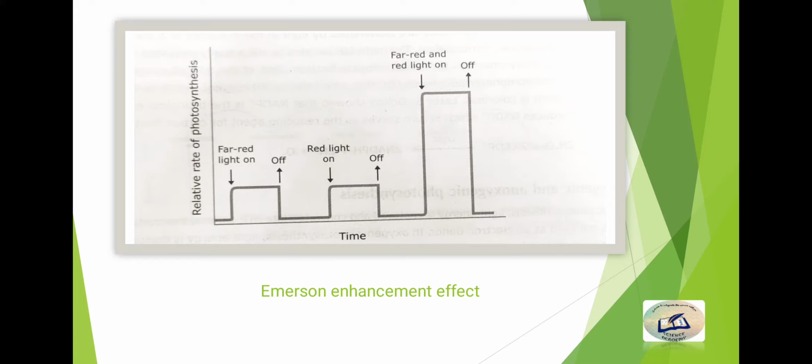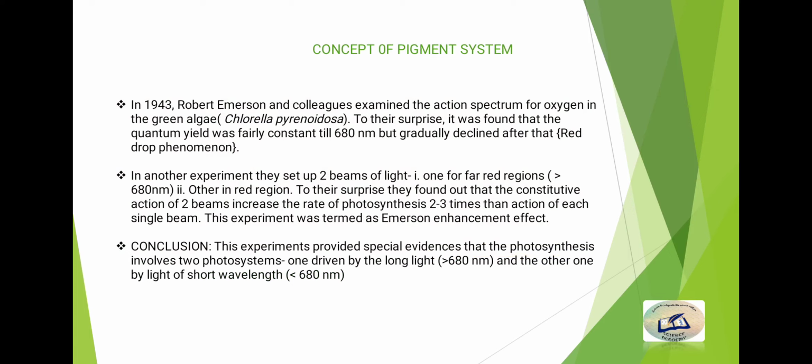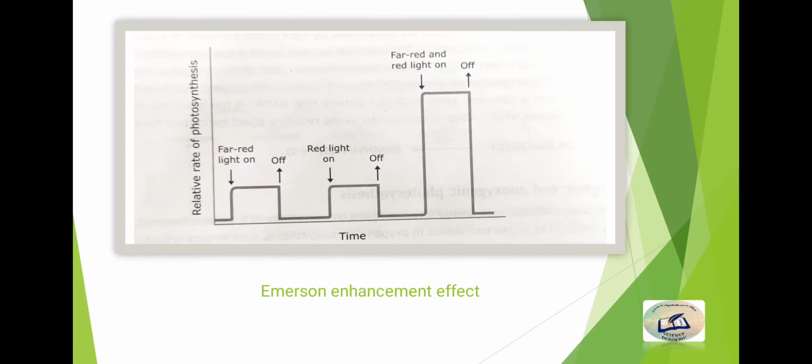So overall this effect was known as the enhancement effect. And what was concluded from it? That photosynthesis involves two photosystems, one driven by light of long wavelength, greater than 680 nanometer, and the other of short wavelength, lesser than 680 nanometer. Okay, so this was all for today's lecture.